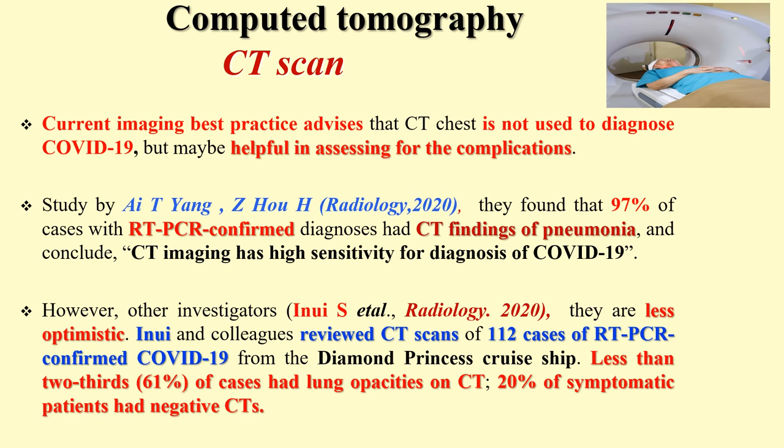A study conducted by Ai, Yang and Zhu and published in Radiology Journal in the year 2020 found that 90% of cases with RT-PCR confirmed diagnosis had CT findings of pneumonia. And these authors concluded in their paper that CT imaging, or computed tomography, has a high sensitivity for diagnosis of infection with COVID-19.